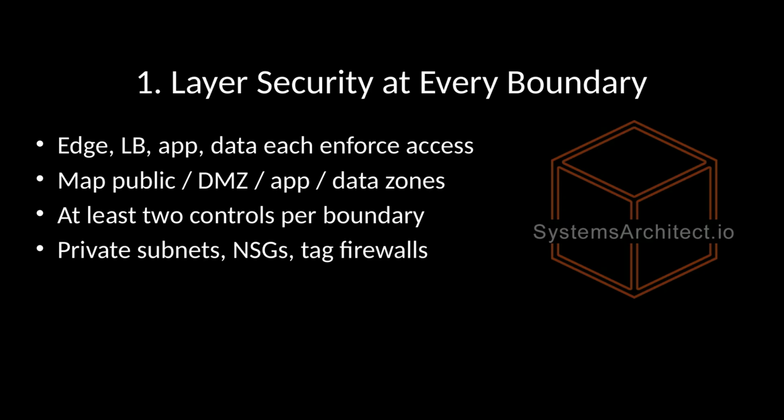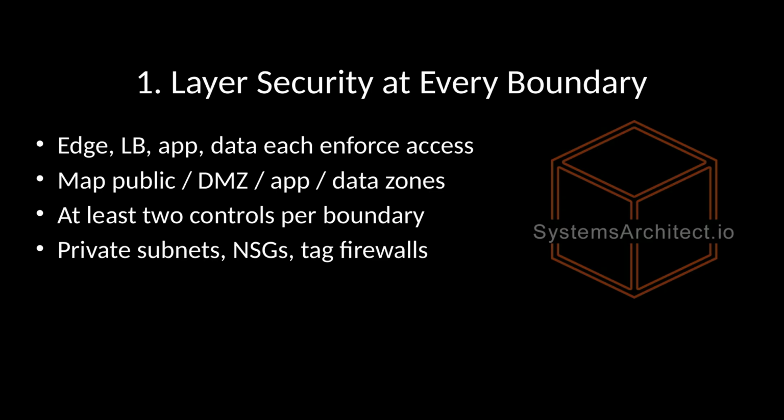First, layer security at every boundary. Internet to CDN and web application firewall, then load balancer, then app, then data, each need their own rules. If only the API gateway enforces access, one misconfig exposes everything behind it. Map public, DMZ, application, and data zones and put at least 2 independent controls on every boundary.